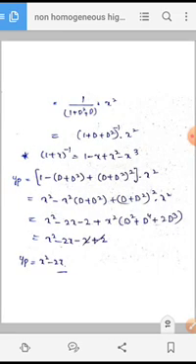Here this can be written as (1 + (D + D^2))^(-1) x^2. By using the binomial expansion, (1 + x)^(-1) is 1 - x + x^2 - x^3 and so on. That is, (1 - (D + D^2) + (D + D^2)^2) x^2.